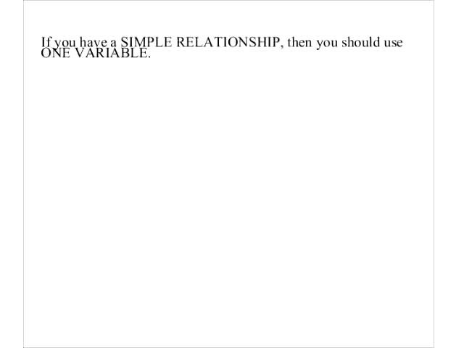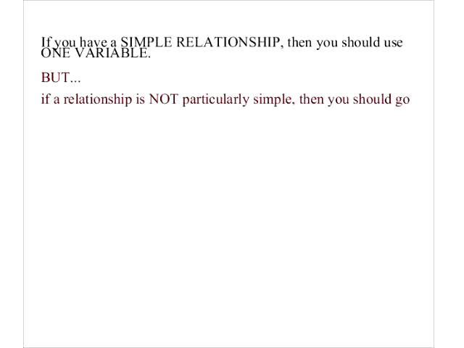But also, here's the same takeaway again. Of course, now I feel compelled to also point out the flip side to this, which is if a relationship is not particularly simple, then you should go ahead and use more than one variable. In other words, don't kill yourself to try to use a single variable.